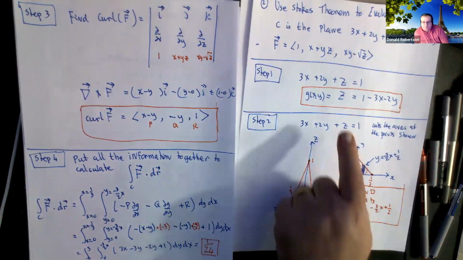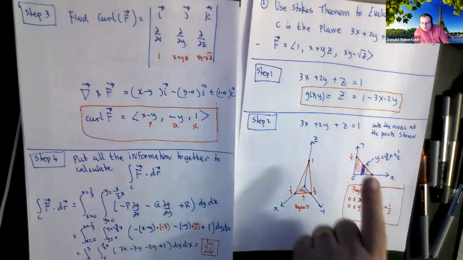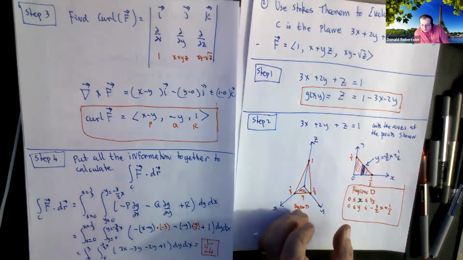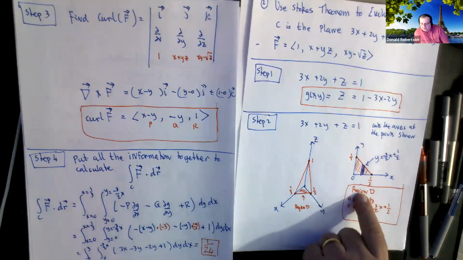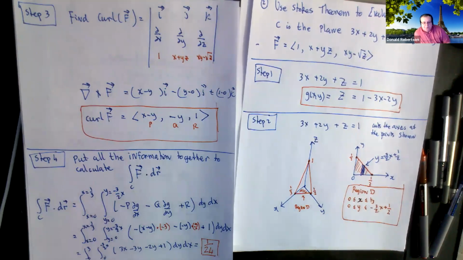So, step 1, find the equation of the surface, z equals. Step 2, find what the floor looks like. When the surface hits the ground, the xy plane, what does the floor look like? And find the limits of region D, which is what we call the floor, in terms of x and y.